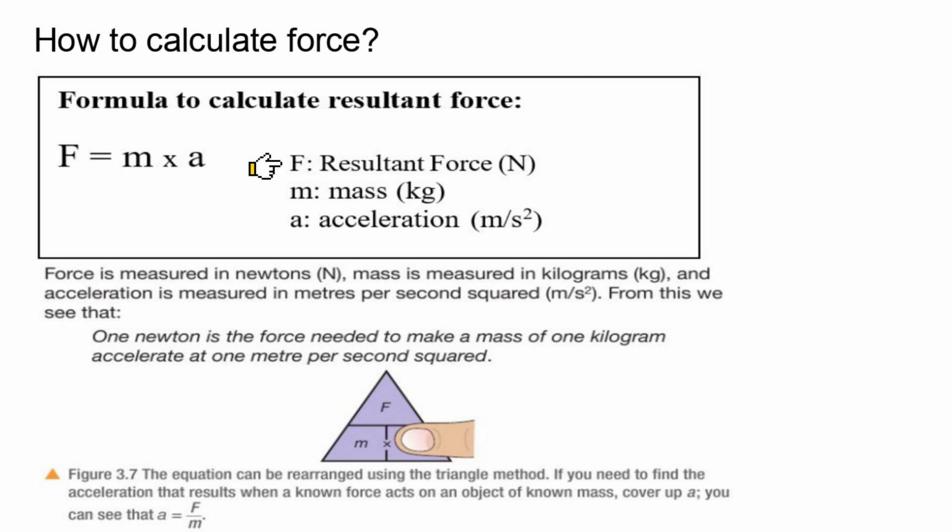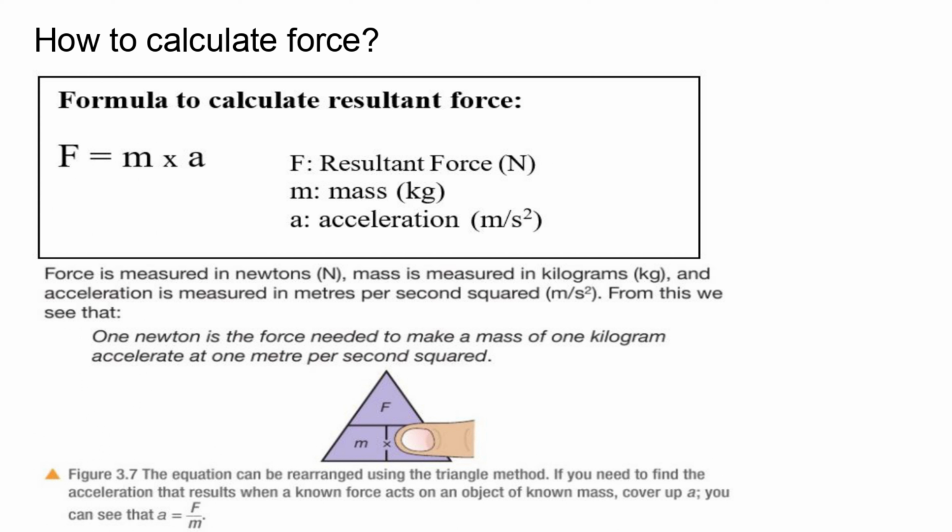To calculate force, there is a formula, which is F = m × a. Here, F stands for the resultant force, m is mass, a is for acceleration. Force is measured in newtons, mass is measured in kilograms, and a, acceleration, is measured in meters per second squared. From this, we can see that 1 newton is the force needed to make a mass of 1 kilogram accelerate at 1 meter per second squared.